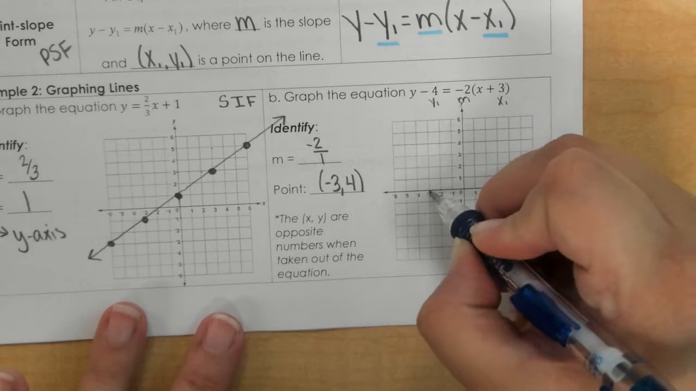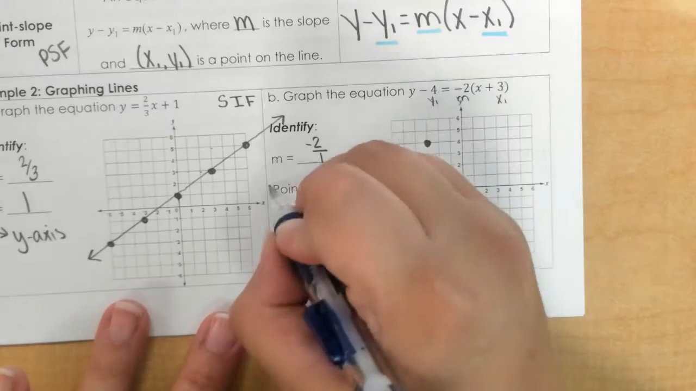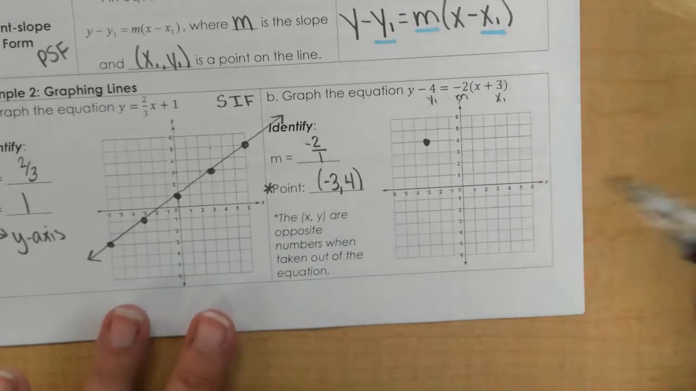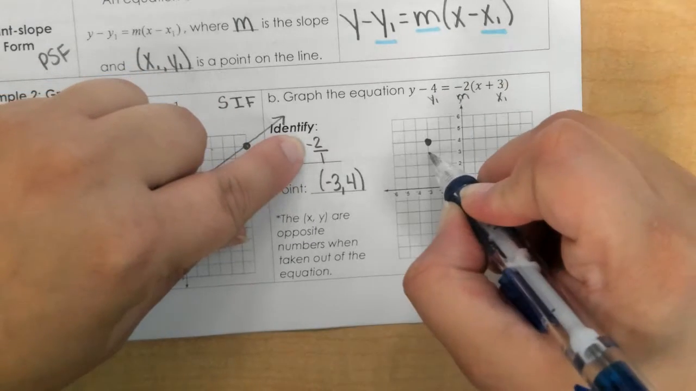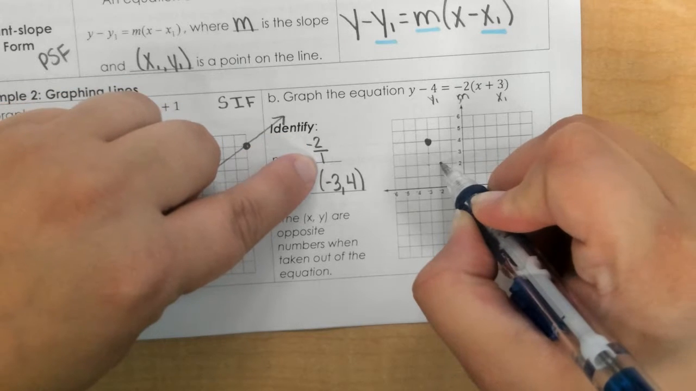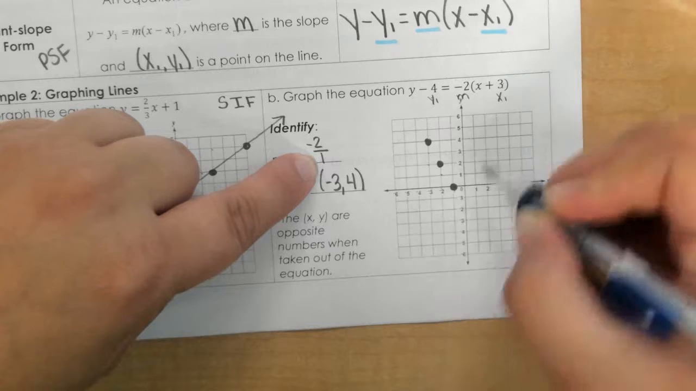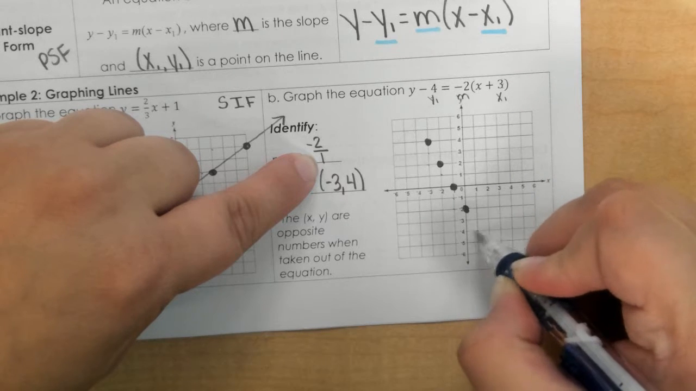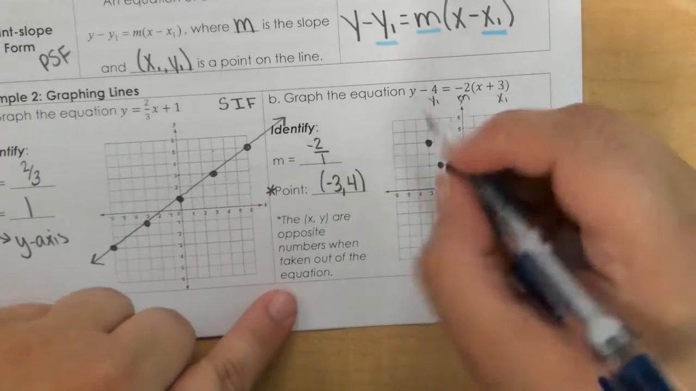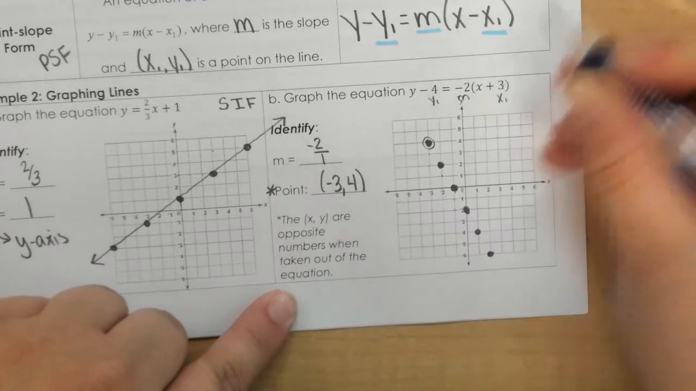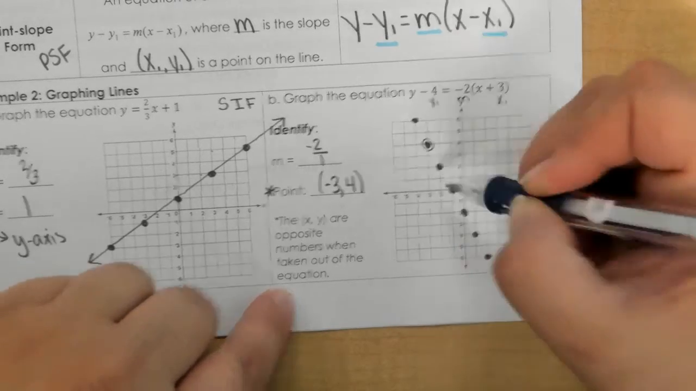So I'm going to go to -3 up to 4, plot my point. So my point goes first. Then from that point, I will fall 2 units, run +1. So fall 2, run +1. And just keep going until I can't go any further. So this is where I started. And from there, I can also rise 2 and go left 1. And that's on the same line.